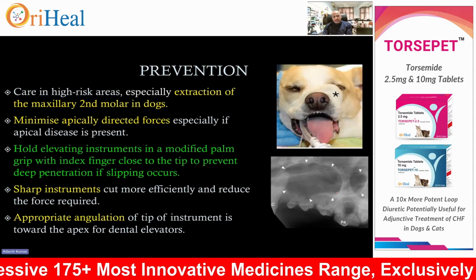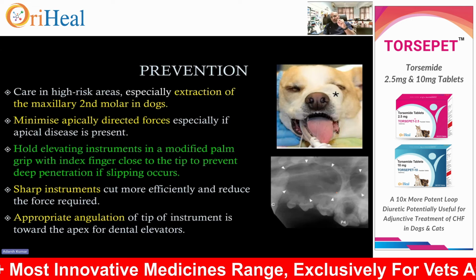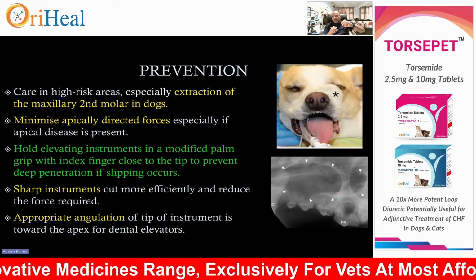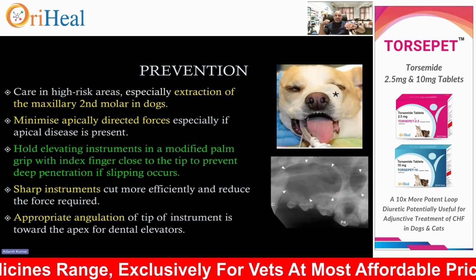Then with the non-dominant hand, try to hold the jaw also. You have to hold the jaw also. Okay. And don't let it free, because if it is free, then you can definitely end up giving more pressure.